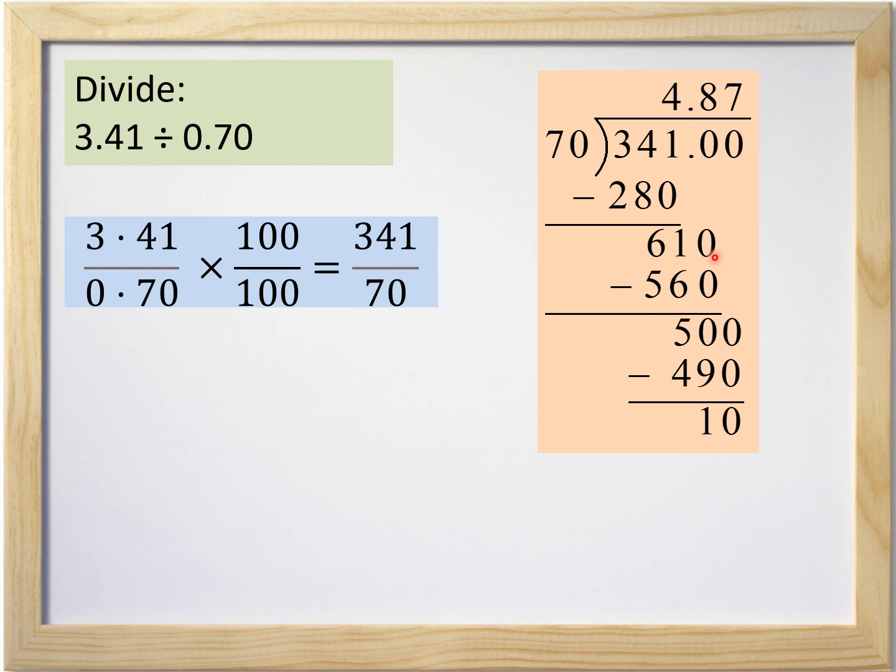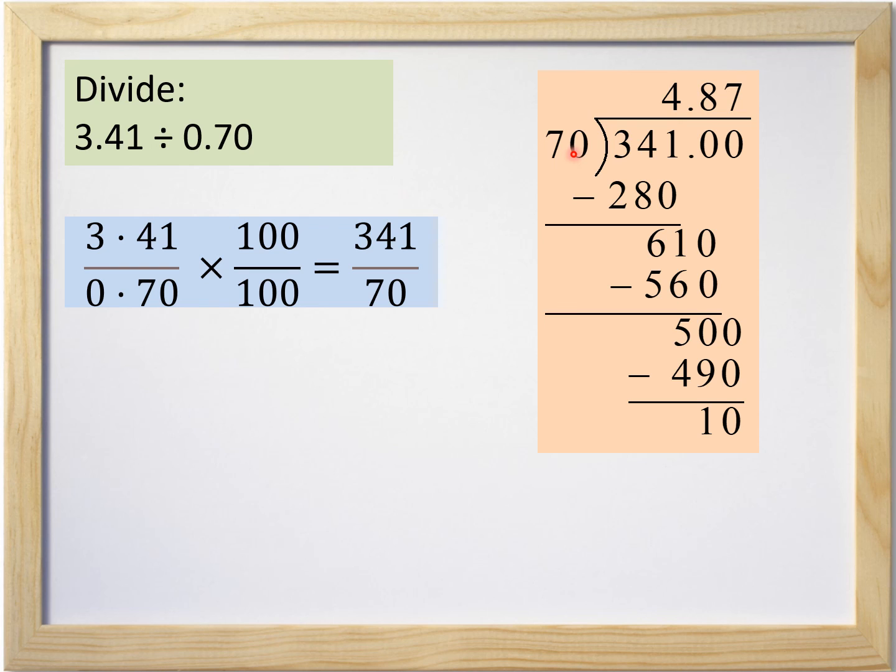Now 70 will go in 610 8 times. Understood? So write that 8 after the decimal point. Now 8 into 70 is equal to 560. And when we subtract 560 from 610, it will be 50. Understood, children? But even then, the division is incomplete. So I'll add one more 0 here and bring the 0 down. That is, add 1 zero in the dividend and bring the 0 down. So it becomes 500. Now again, let us divide 500 by 70.